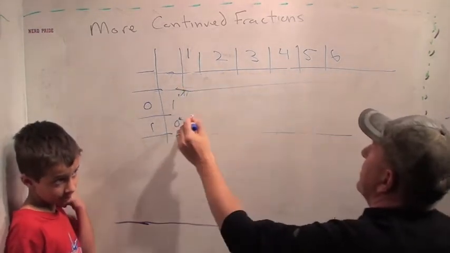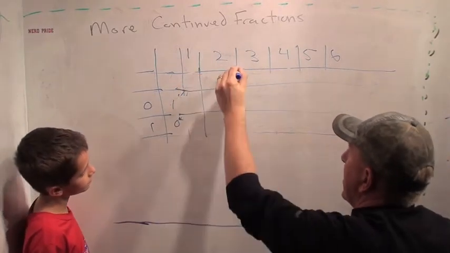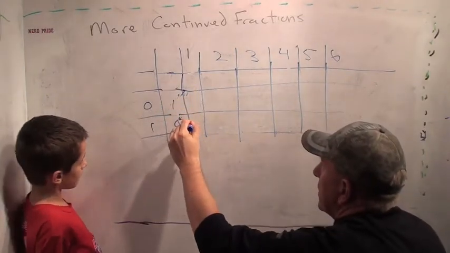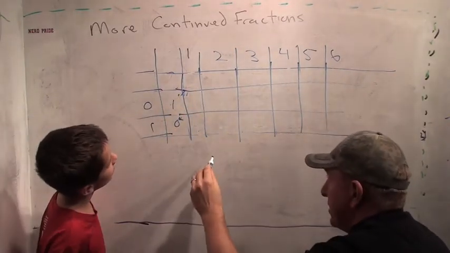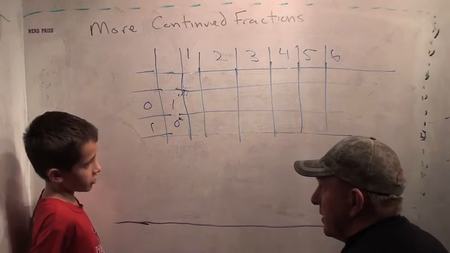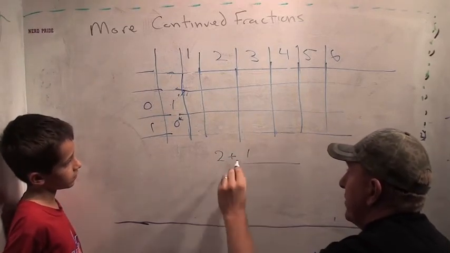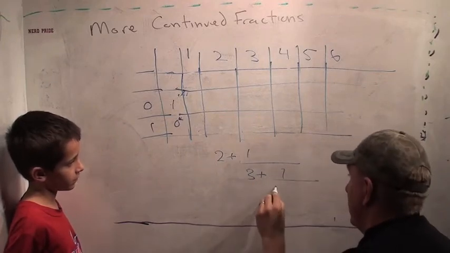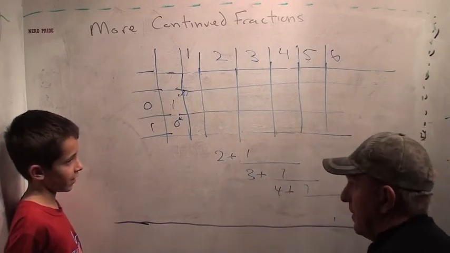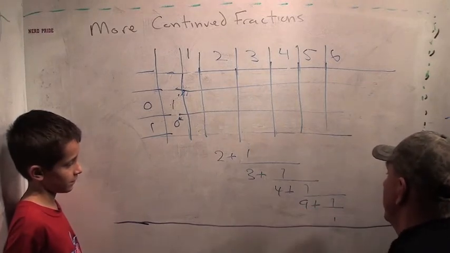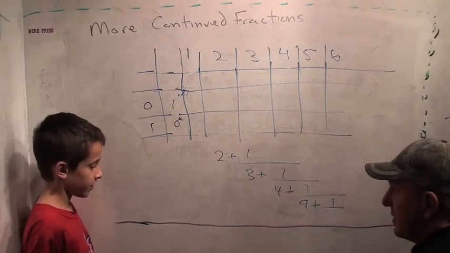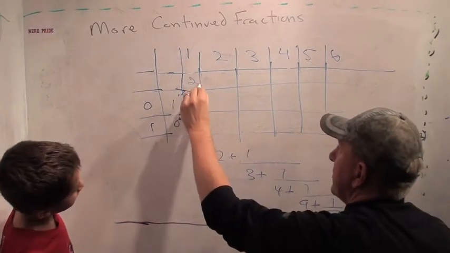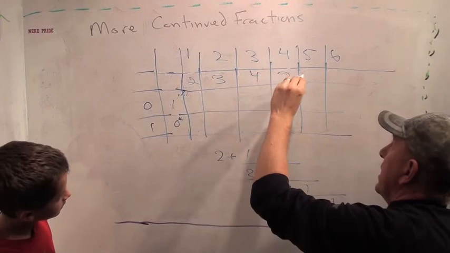Okay, so one last example. And then we'll see if that pattern holds true for any continued fraction, or was it just something special about the Fibonacci numbers. Okay, so you tell me. I'm going to have a continued fraction. What do you want the first number to be? 2. 2 plus 1 over 3 plus 1 over 4 plus 1 over 9 plus 1 over 7. Okay, great. So we're going to write down 2, 3, 4, 9, 7.